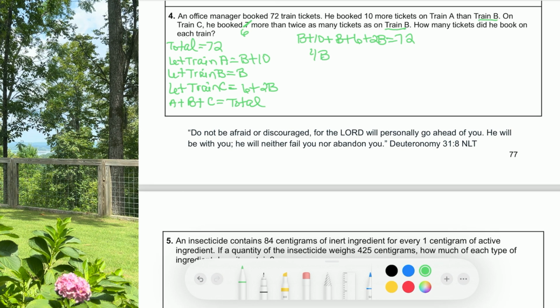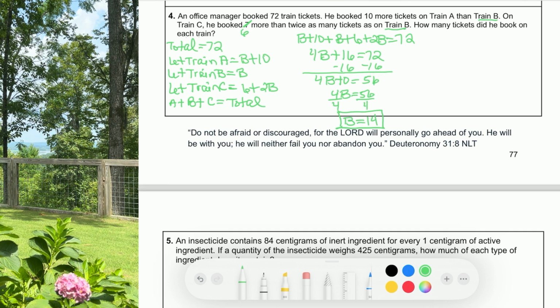Add all my B's together and I get 4B. Add 10 and 6 and I get 16. All right, we have minus 16 on both sides. I get 4B plus 0 equals 56. That's 4B equals 56. I'm going to divide both sides by 4, and B equals 14.